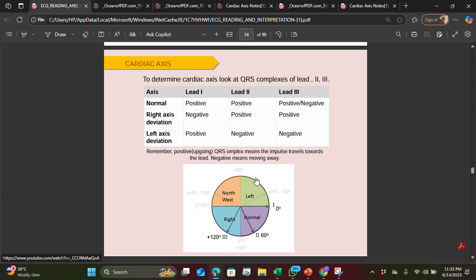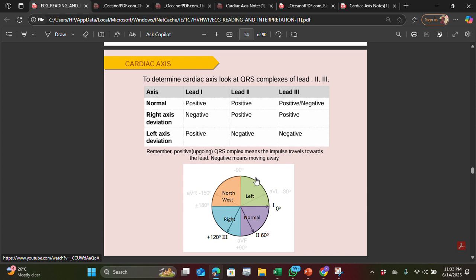It's just that sometimes lead 2 can be confusing, or it can be biphasic, so you check lead 3 or the AVF. And biphasic means what? That a lead has equal positive and negative deflections. That is what a biphasic lead has. I explained that to you. So now for normal axis, positive positive. For right axis it is negative positive, and for left axis it is positive negative.